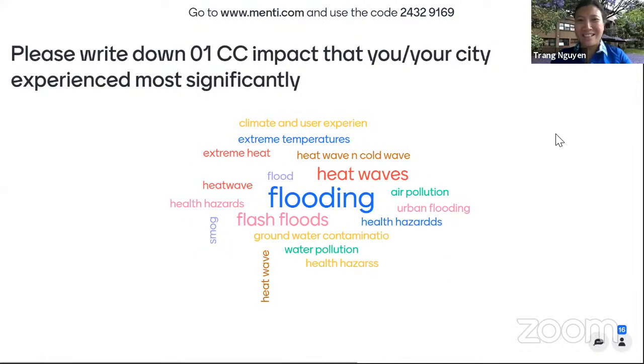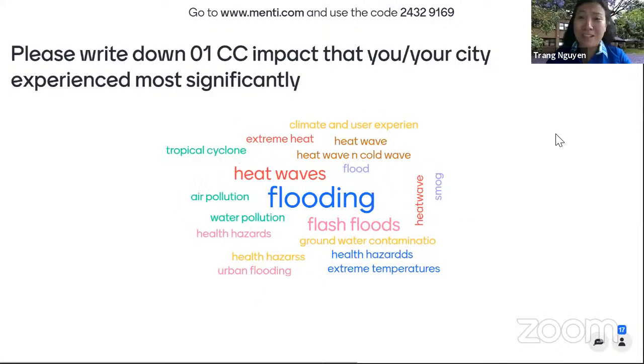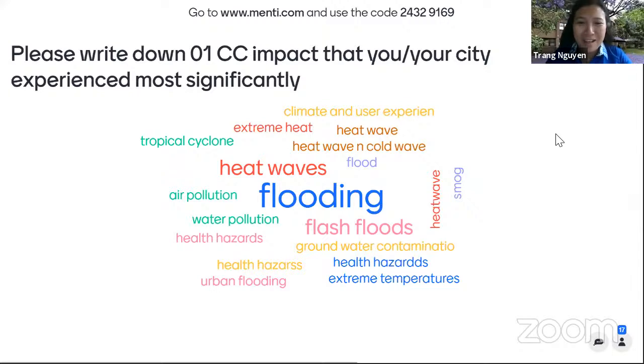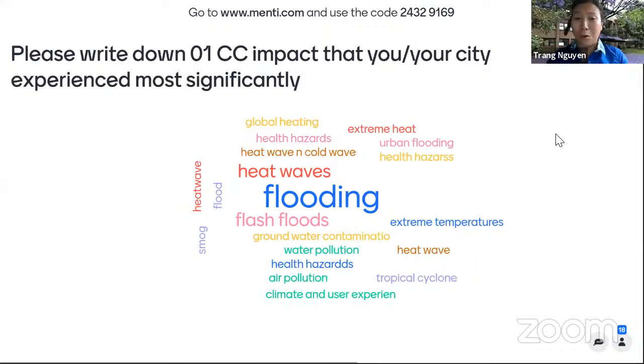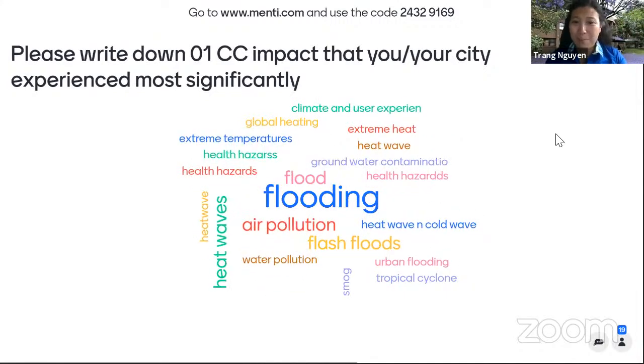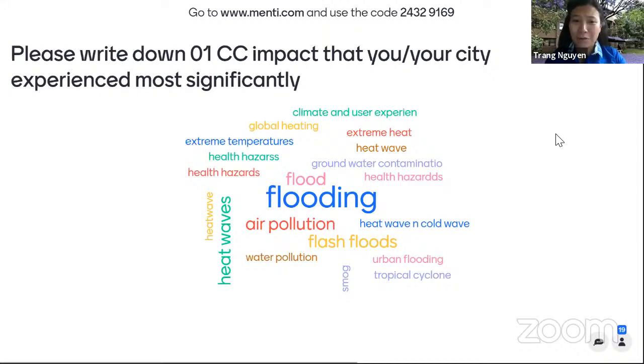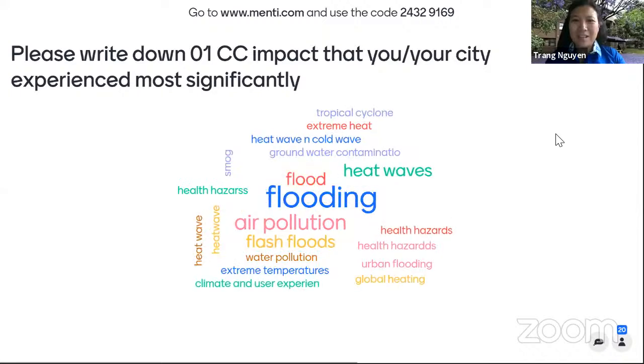And I see here the question is that you can choose only one, the very one impact from climate change that you feel is most significant in your city. And I see flooding come out very prominently. Usually in this word cloud, the way they compute the size of the text is that the more frequently the word is input, the bigger the size becomes. Beside that, we also have air pollution, flash floods, health hazards, and cyclone.